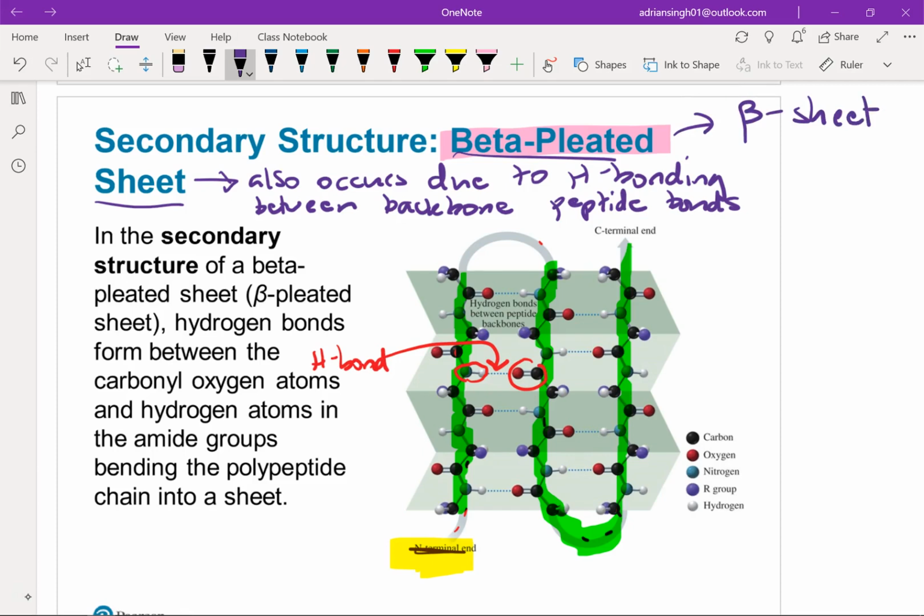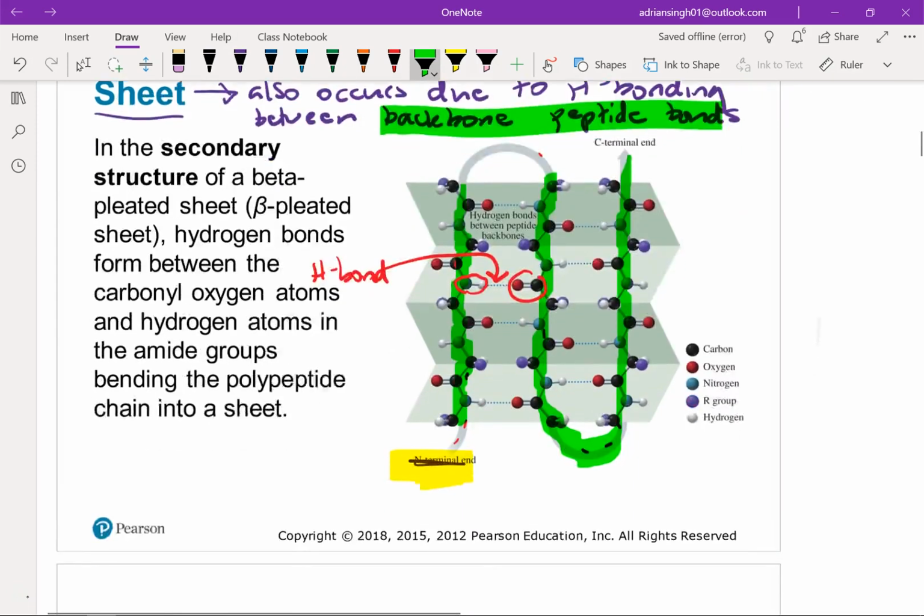So a beta pleated sheet, or just a beta sheet, would be the second type of secondary protein structure that we're going to see. Again, this happens because of the same type of hydrogen bonding that occurs between the backbone peptide bonds. I'm highlighting the fact that it's hydrogen bonding between the backbone peptides because we're going to see hydrogen bonding later on that contributes to a different type of protein structure.